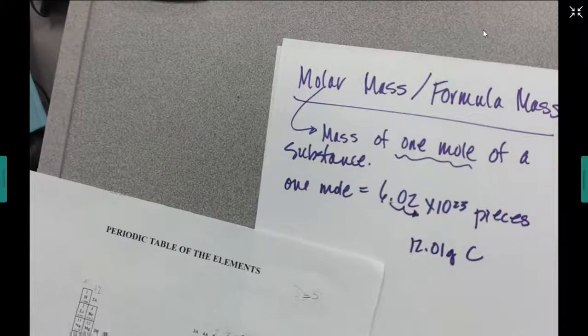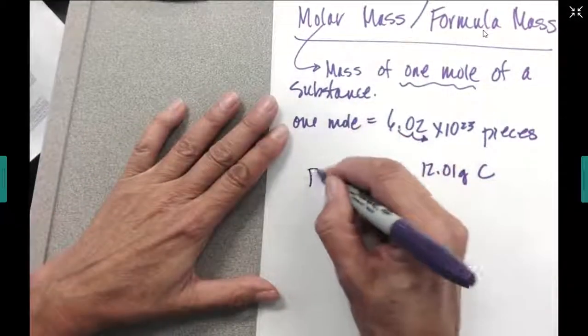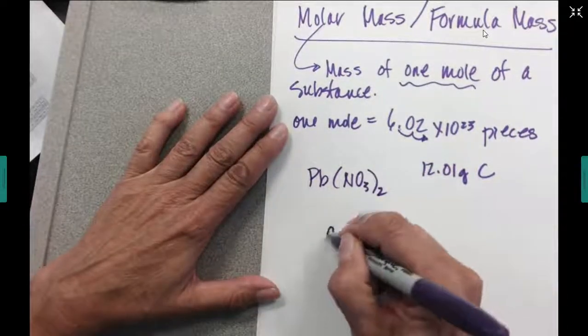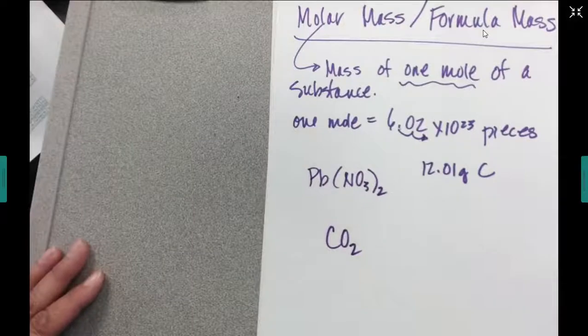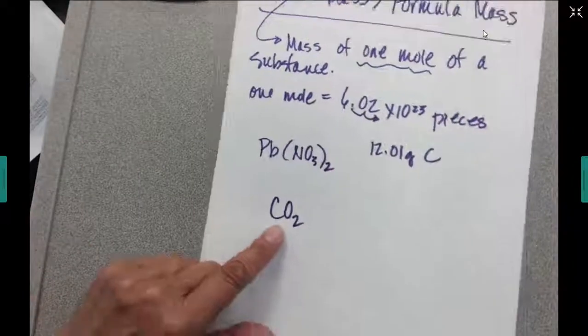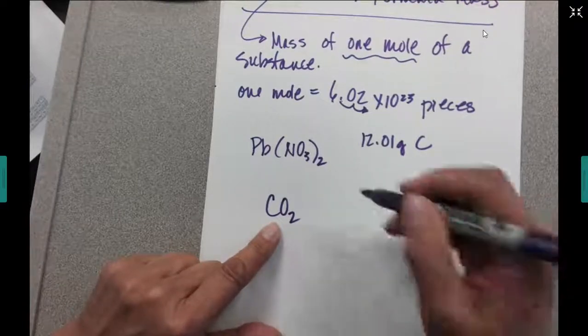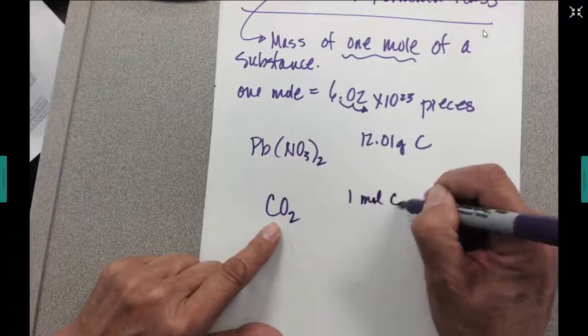That works for compounds too. You can look at the molar mass of a compound, something like lead nitrate, which is really big, or something that's a little smaller, like carbon dioxide. If you look at CO2, the molar mass of carbon dioxide, well, we just said if we had a mole of carbon atoms, 1 mole of carbon is going to weigh how much?